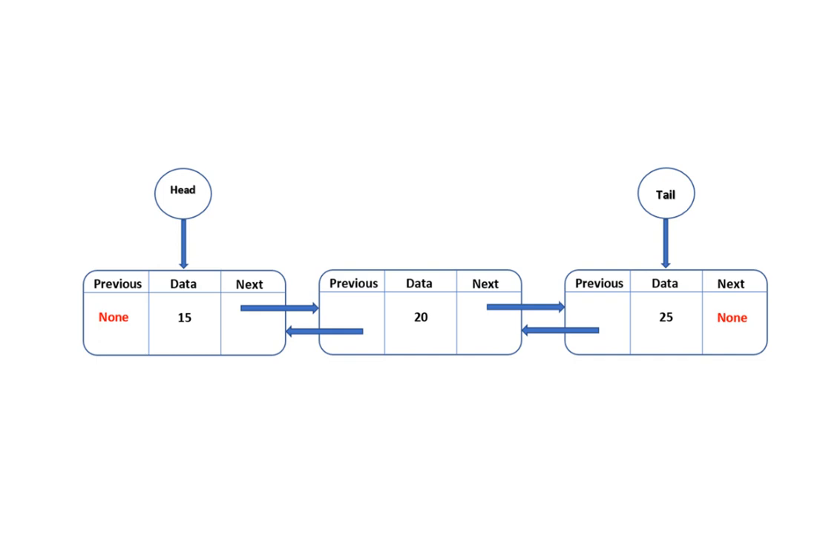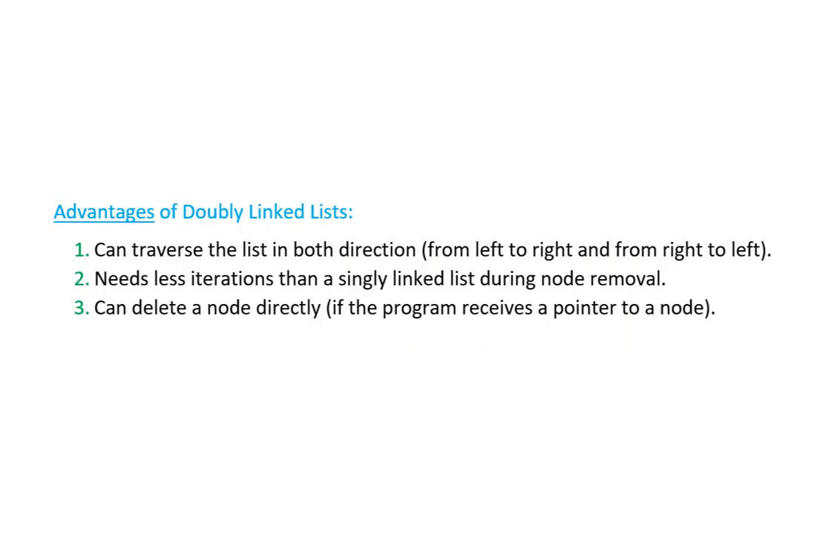So we have some advantages for doubly linked lists over singly linked lists, and it's very, very simple. One, we can traverse the list in both directions. We just talked about this. We can go from left to right or from right to left. Two, it needs fewer iterations to delete or to remove a node than a singly linked list.